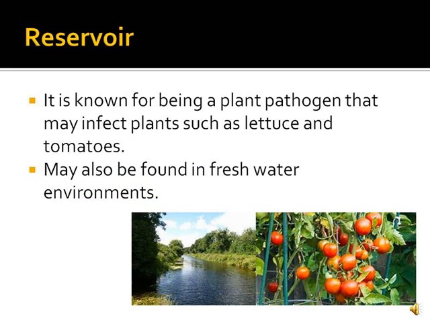Okay, so for its reservoir, it's highly adaptable and it is known for being a plant pathogen that may infect plants such as lettuce and tomatoes, and it may also be found in freshwater environments such as streams, lakes, rivers, sinks, showers, and distilled water, and these are just some examples of where it may be found.